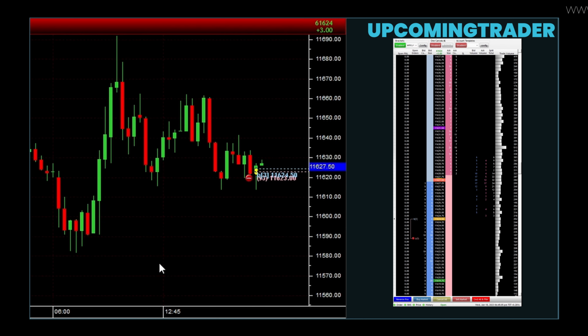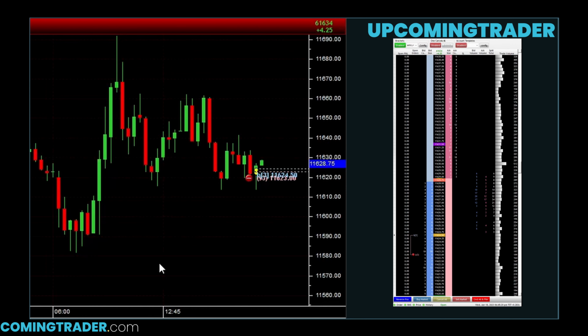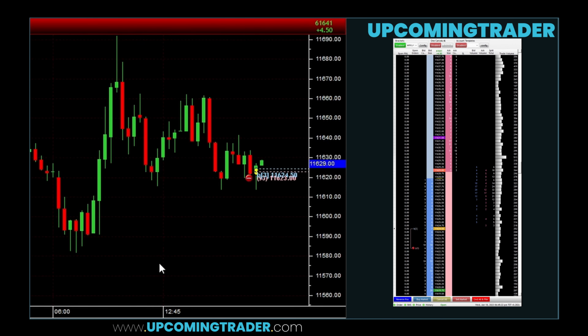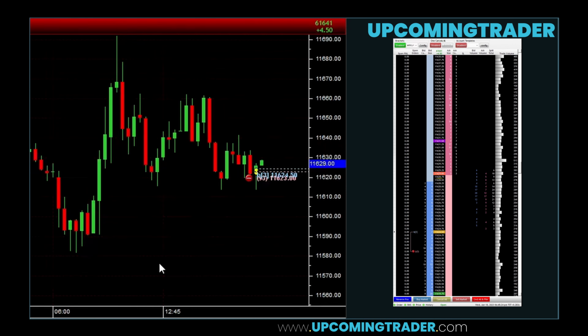First, we have what is called the point of control. This is the price level where the market spent the most time during the session. You will see the highest concentration of letters or blocks right there. This price level often becomes important because the market sees it as fair value. So keep an eye on that point because it often acts like a magnet for future price action.